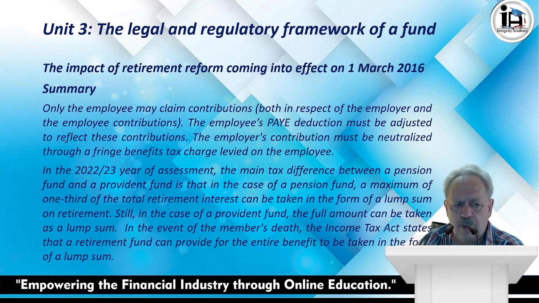In the 2022-23 year of assessment, the main tax differences between a pension fund and a provident fund is that in the case of a pension fund, a maximum of 1/3 of the total retirement interest can be taken in the form of a lump sum on retirement. Still, in the case of a provident fund, the full amount can be taken as a lump sum. In the event of member's death, the Income Tax Act states that the retirement fund can provide for the entire benefit to be taken in the form of a lump sum.